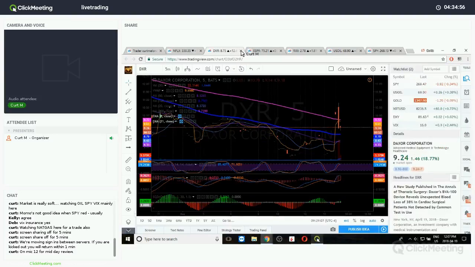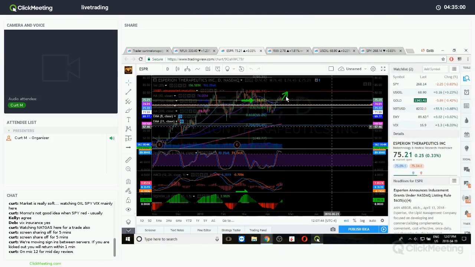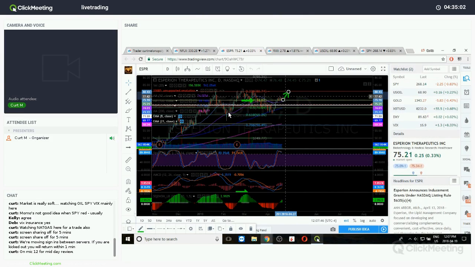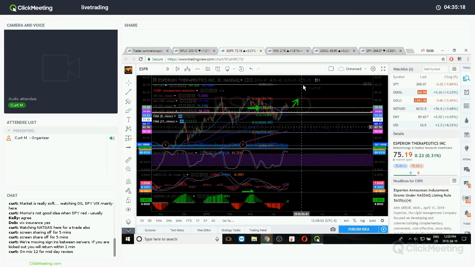DXR, turd, not even going to look at it. ESPR, some good news. This is a trade that we've been executing alerts on that has worked out quite well. It's at the support right now, so I'd be cautious there too. And I've gone through the upside and downside on this, but this is correlated too.